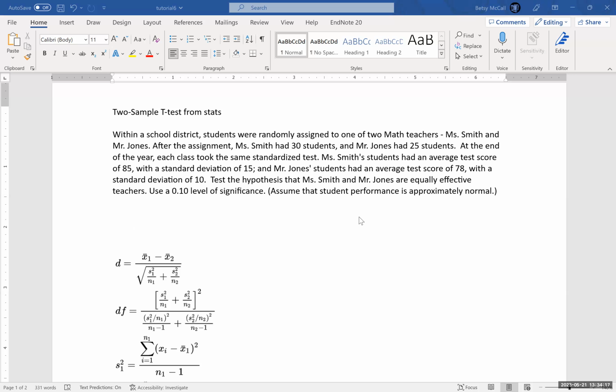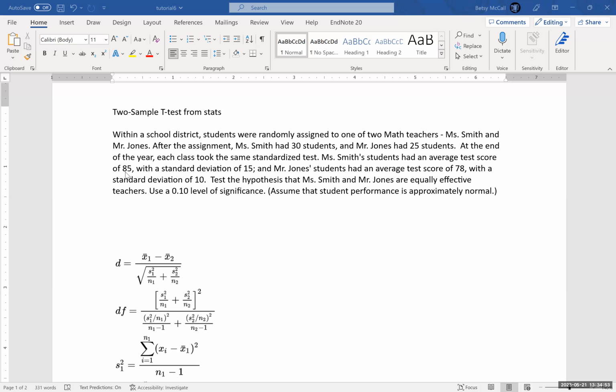All right, so let us look at our question. Within a school district, students were randomly assigned to two math teachers, Smith and Jones, in different size groups. At the end of the year, each took the same test. Because they're taking the same test, one might assume that the variances should in fact be equal. But it is an assumption that you're making when you make that claim. It's not necessarily a bad assumption, but it is an assumption. The unpooled test simply won't make that assumption.